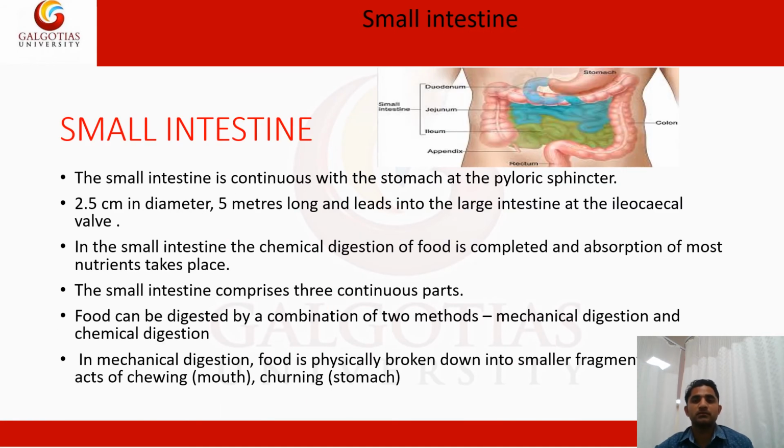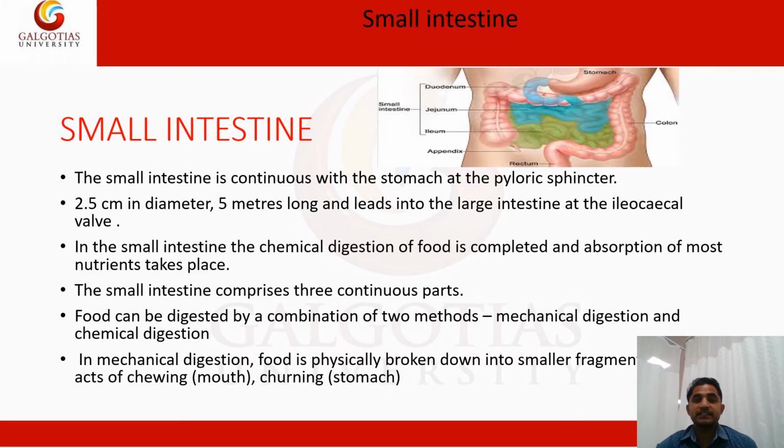Then come to the stomach. Small intestine. As you see in the small intestine, we had three parts: duodenum, jejunum and the ileum. The C-shaped part is the duodenum, and the other blue part is your jejunum, and the last green part is your ileum.